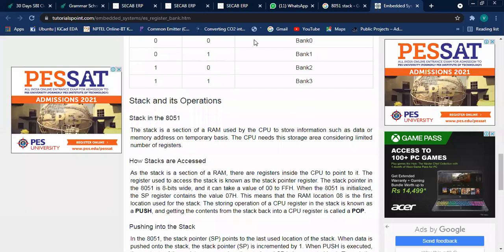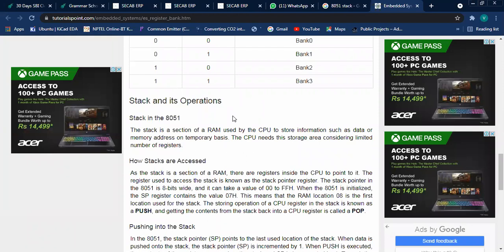So it is a memory which is used for storing temporary data while executing a program. Has it been understood what the stack memory actually is? Fine. Now, how do I access this memory? That is the question.